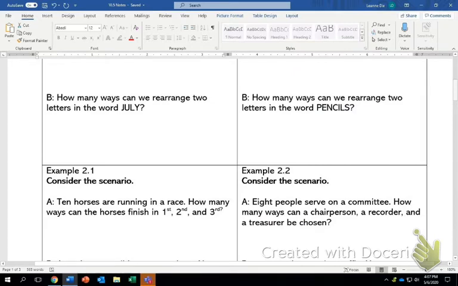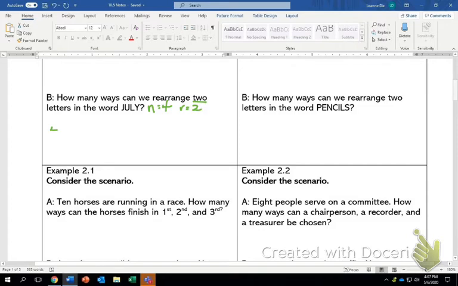So in part B, we have a new word. How many ways can we rearrange 2 of the letters in the word July? Again, we're going to have a total number of items being 4, because we have 4 letters here. And then we have the specification of 2 letters being used. So that's going to be our R.